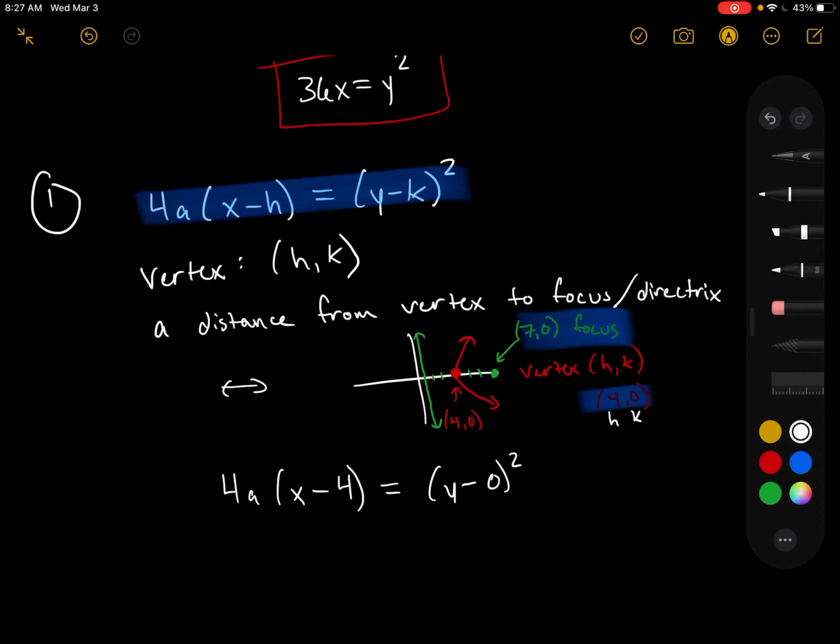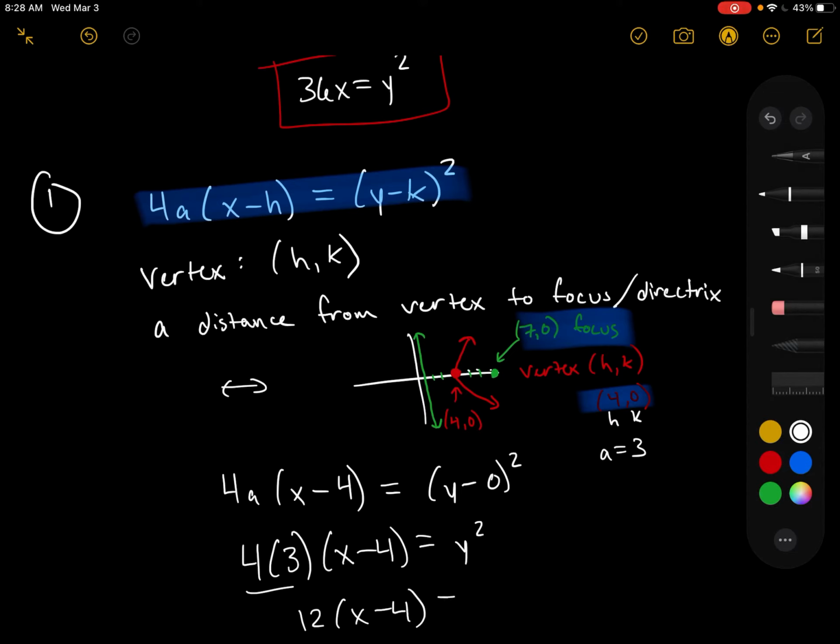And then next, we need to see what is our distance from our focus to our vertex. So we want 1, 2, 3 directly to the right. So distance from there is 3. So our a value is 3. So 4 times 3 times (x minus 4) equals just y squared. Y minus 0 is just y. Okay, so evaluate this. 12(x minus 4) equals y squared. So that would be what that equation looks like.